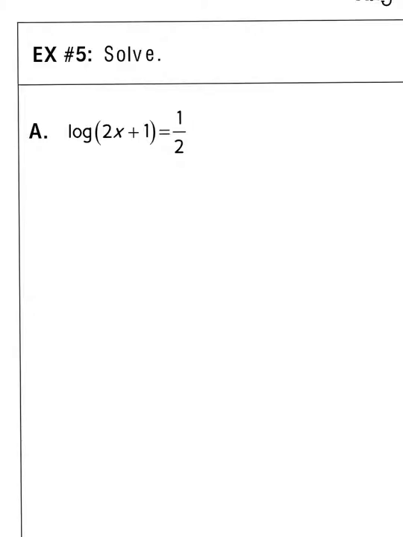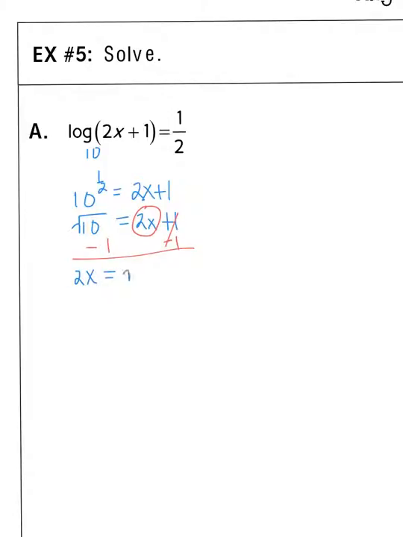Because I have one log, I am going to put this in exponential form, so it's understood that we have a base of 10. So I have 10 to the 1/2 is equal to 2x plus 1. And then 10 to the 1/2 is the square root of 10, equals 2x plus 1. To solve for x, I'm going to subtract 1, and I'm going to flip the equation around. I have 2x is equal to the square root of 10 minus 1. And to solve for x, I'm going to divide all of this by 2.